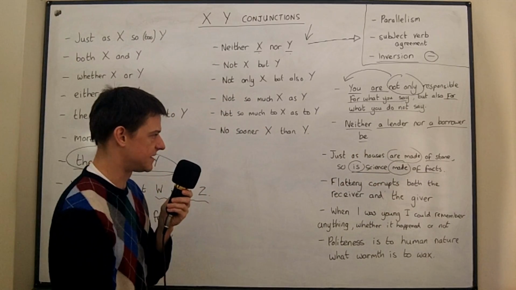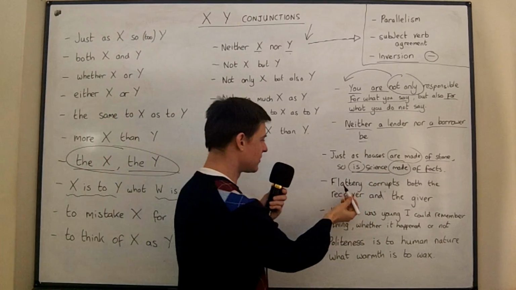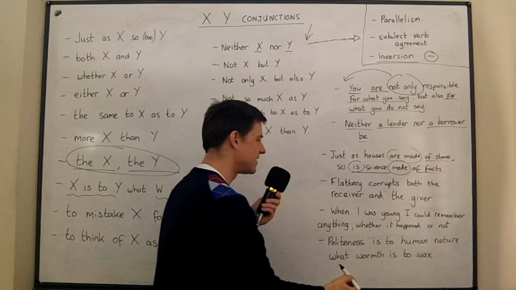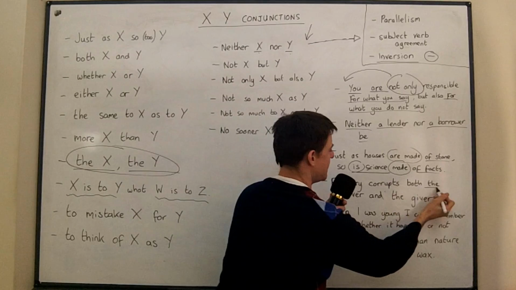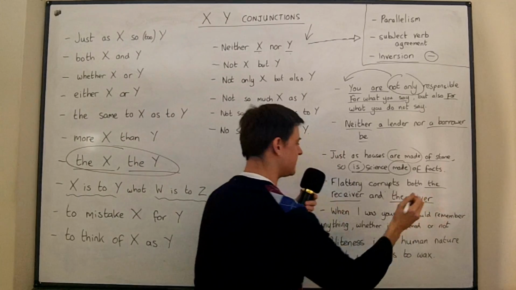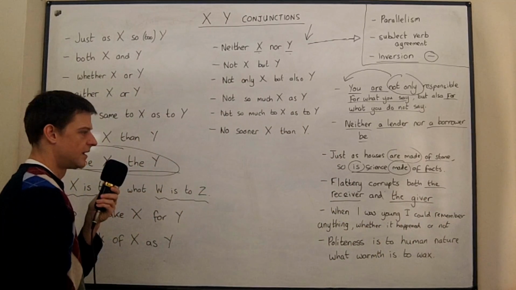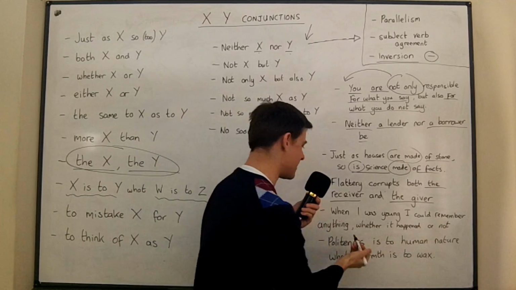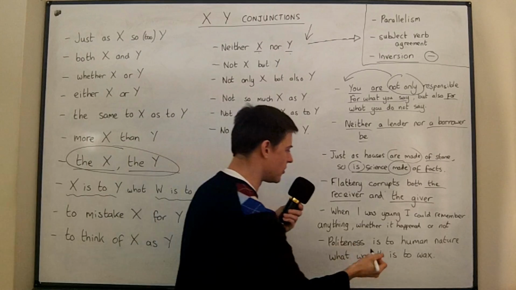Both are correct here. Okay, the next one is Edmund Burke. Flattery corrupts both the receiver and the giver. Very clear parallelism, both the receiver and the giver. On to the next one. When I was young, I could remember anything, whether it happened or not.